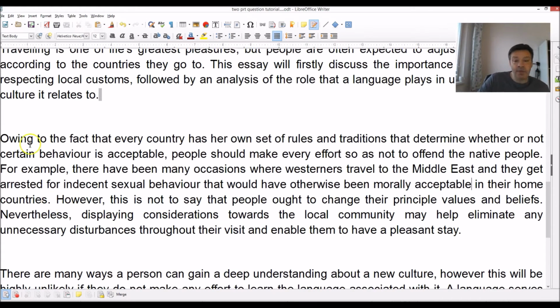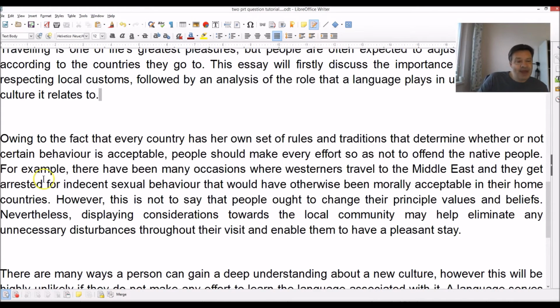Okay, good. So, we have a clear statement. Every country has its own rules. We should observe them. We shouldn't try and offend people. And it's talking about a specific thing, indecent sexual behaviour, that is not acceptable in some countries. Okay, so far so good.